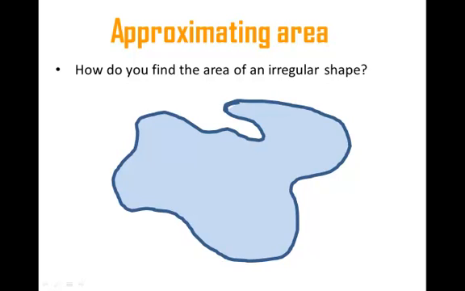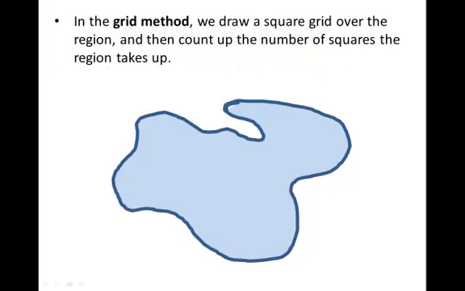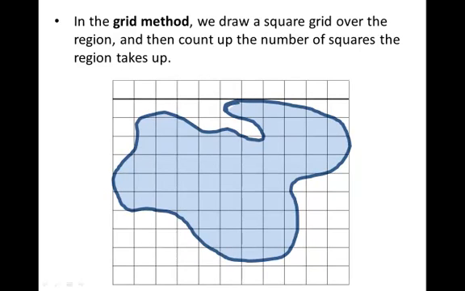So how do you measure a map area when it's not something like a square or a triangle? How do you find the area of an irregular shape? Well, we're going to talk about 3 methods. The first is called the grid method. In the grid method, we draw a square grid over the region, and we count up the number of squares the region takes up. So essentially, we put graph paper down on the shape.